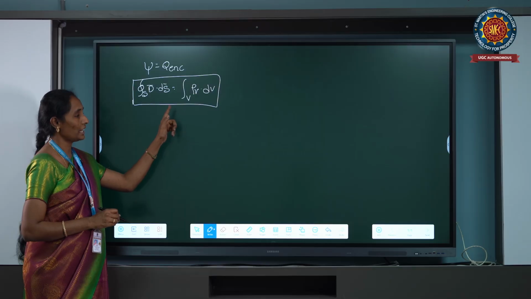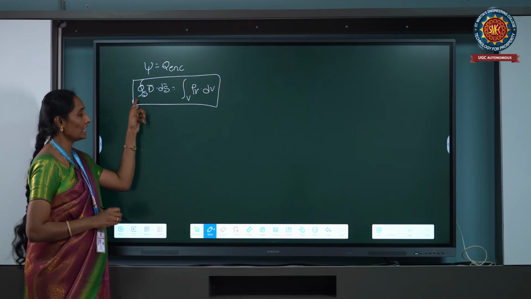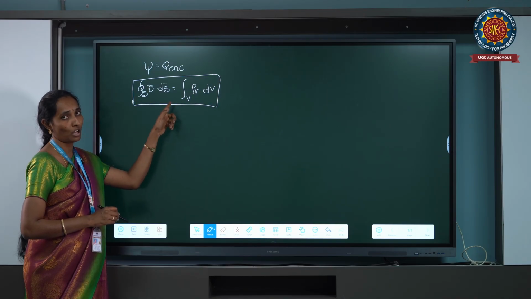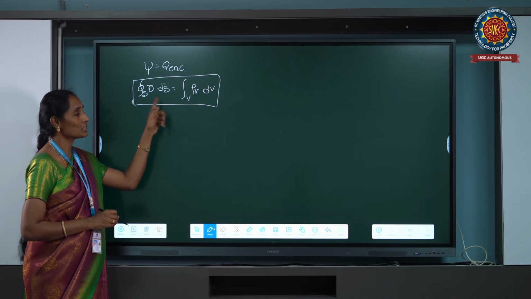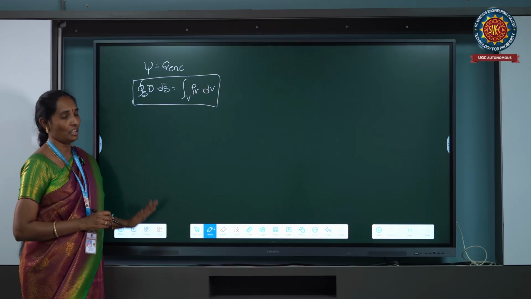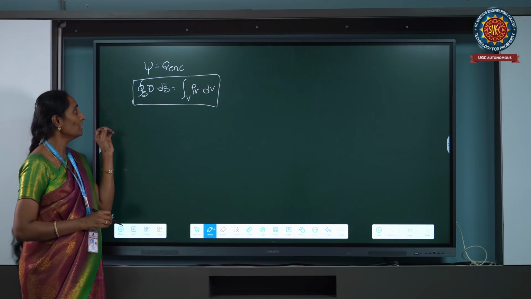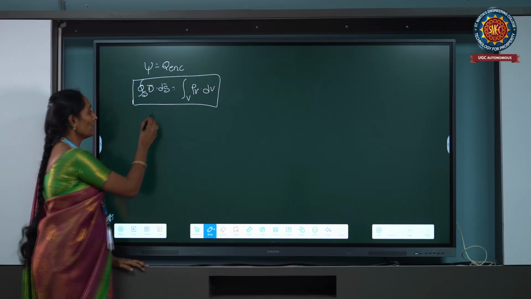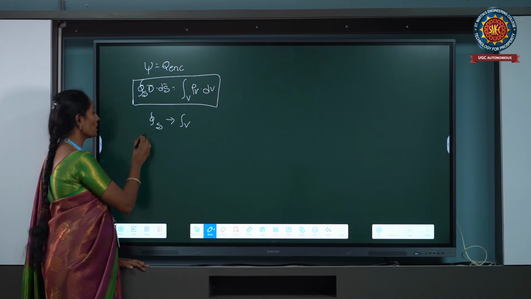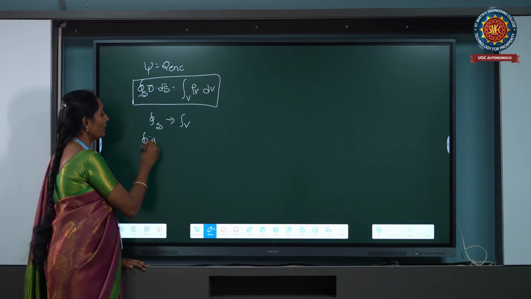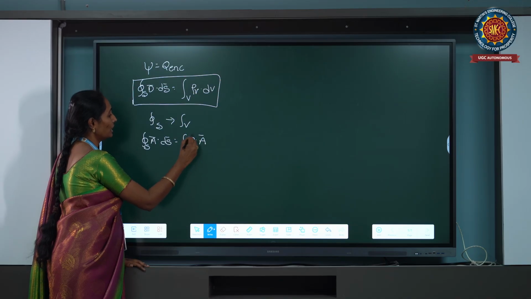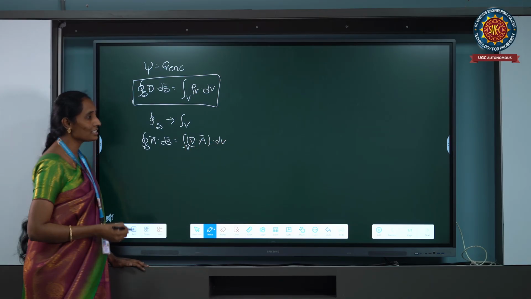Here the left hand side has a surface integration and the right hand side has a volume integration, so both sides are not directly comparable. That's why we apply the divergence theorem. So what is the divergence theorem? The divergence theorem is used to convert a closed surface integration into a volume integration. The closed surface integration of any vector is equal to the volume integration of the divergence of that vector. So this is the divergence theorem statement.